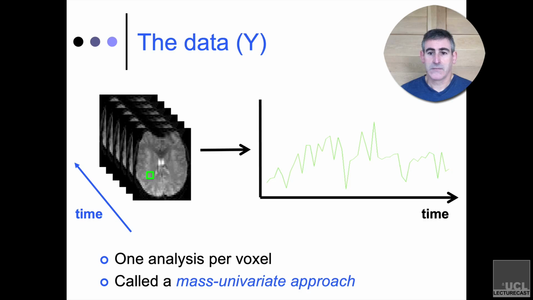We're going to do this 25, 30,000 times. Thankfully, that's what the software is going to do for us, right? If you had to do all this by hand, we would never have made any progress whatsoever with fMRI because it would just be ridiculously tedious.